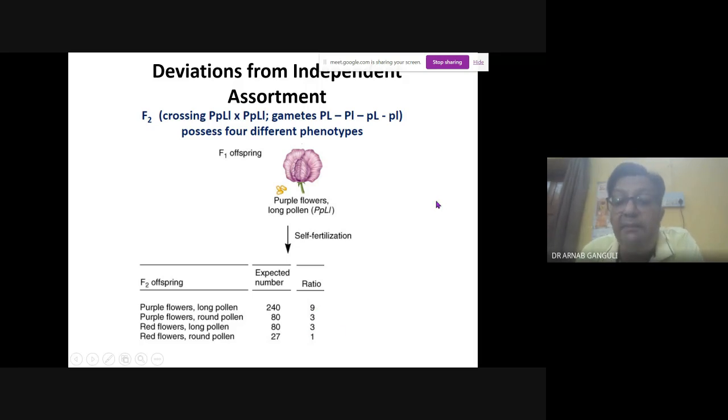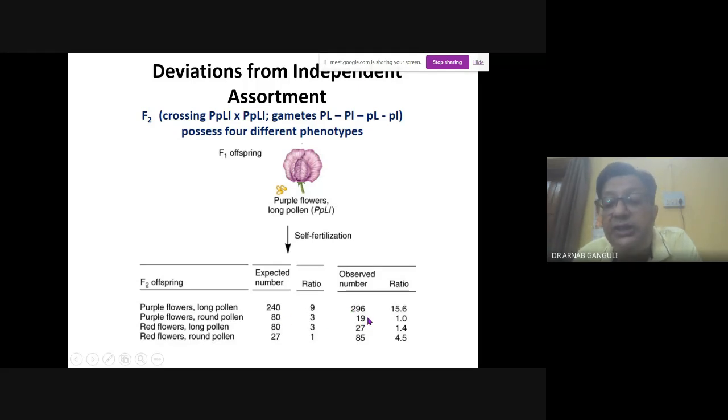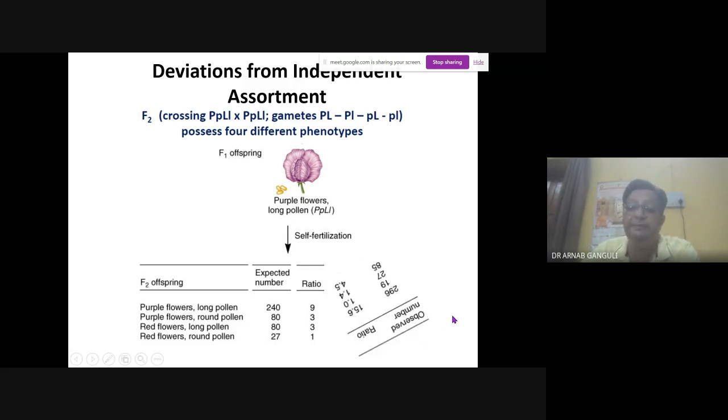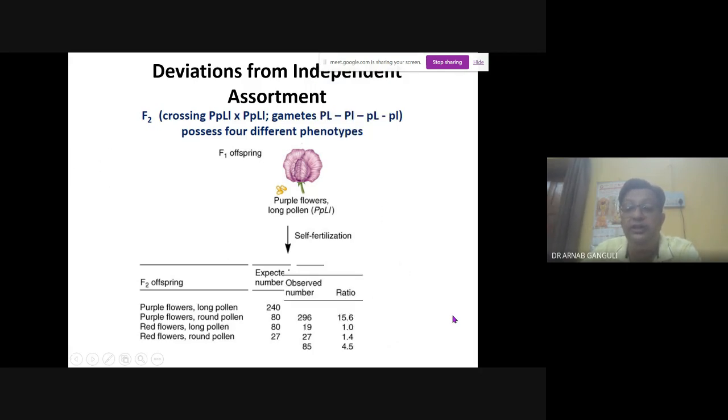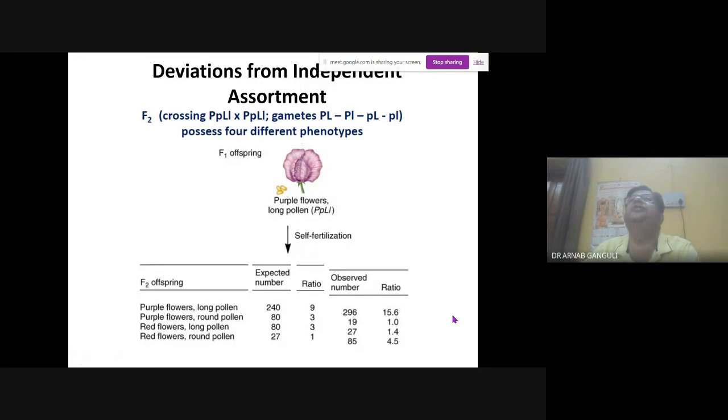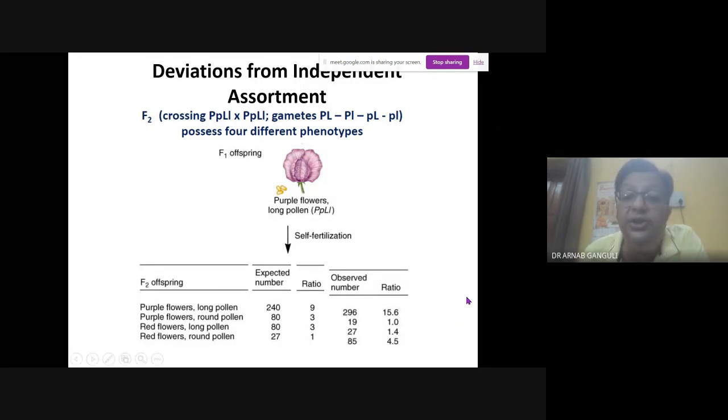You would expect them in the ratio of 9:3:3:1. But actually, what was found is that instead of 240, there were 296. Instead of 80, there was 19. Instead of 80, you had 27. Instead of 27, you had 85. And the ratio was 15.6:1:1.4:4.5. And this is actually not the 9:3:3:1 ratio. So there was something which has taken place.